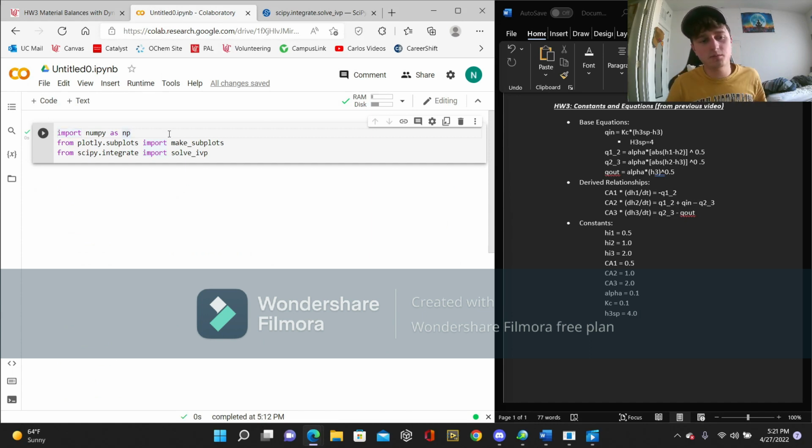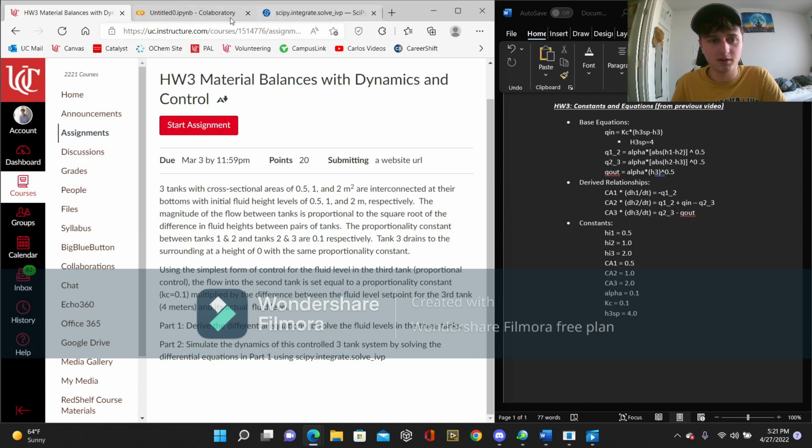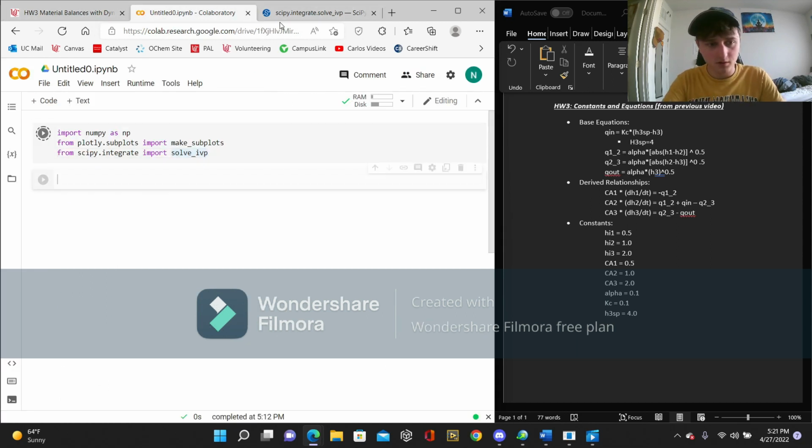All right, so before anything, we have the import numpy as np, the classic. Numpy is our favorite. And then we have make_subplots, because we're going to be visualizing the simulation of the fluid levels between the tanks, and solve_ivp, which we are going to use to simulate the dynamics. All right, so let's move on.